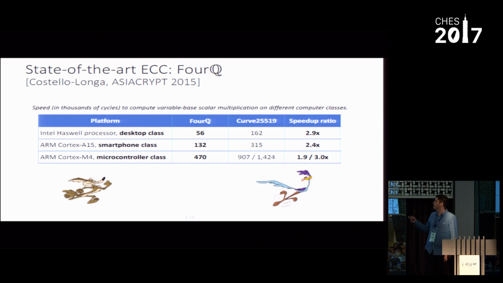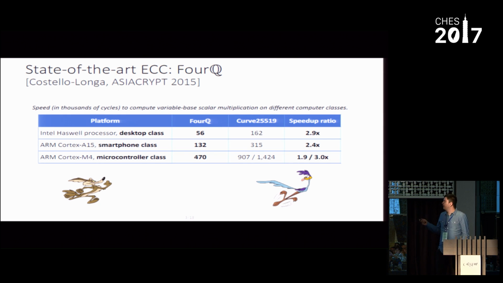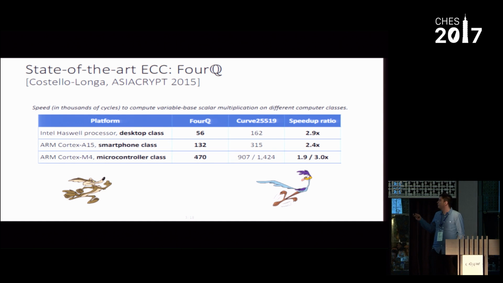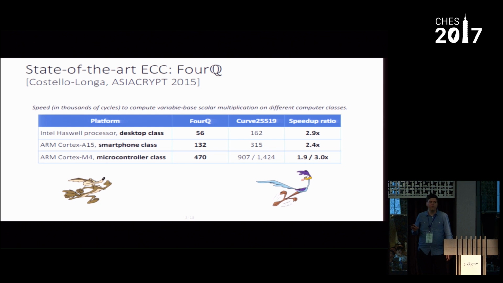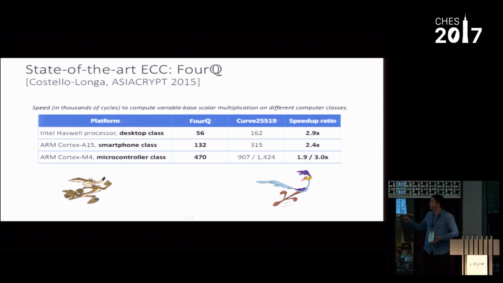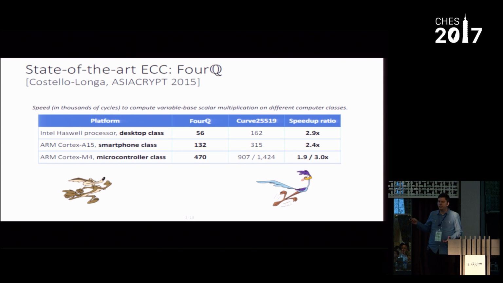We have some previous works with nice speedups compared with popular curves like Curve25519. These speedups range from 1.9 times up to 3 times, depending on the platform you are implementing on. Here there's a range in this row for the Cortex-M4, because some implementers reported that depending on the manufacturer building the architecture, you could get different performance results. But still, we have nice speedups for the range.